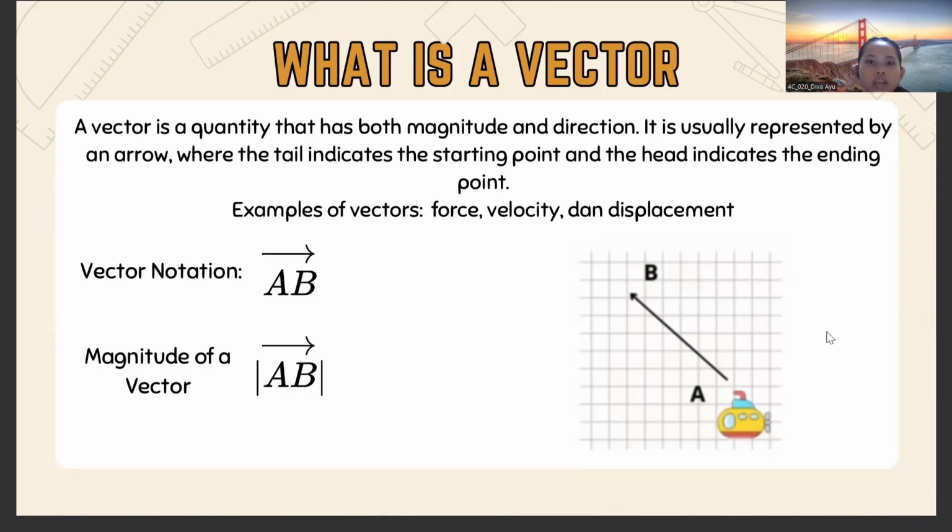So, what is a factor? A factor is a quantity that has both magnitude and direction. Magnitude tells us how large the quantity is, while direction tells us where it is pointing.